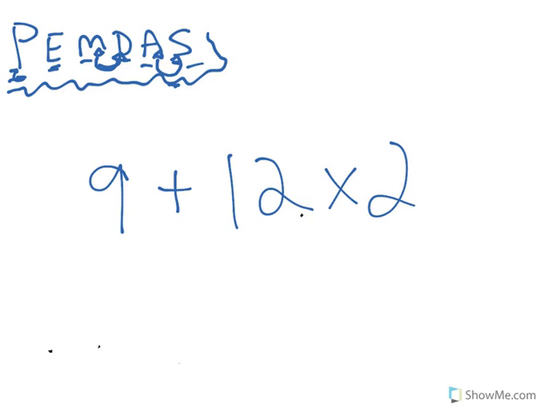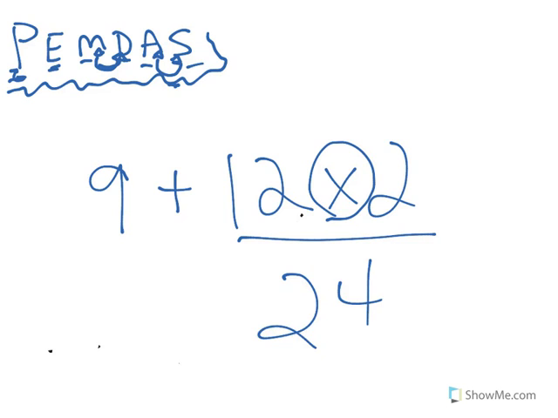Multiplication and division. There is multiplication and division. So what I'm going to do is this multiplication right here. So that's 12 times 2, and I know that that's 24. So then what we have left is 9 plus 24. So since that's all we have left, we do 9 plus 24, and that's going to equal 33. So our answer is 33.